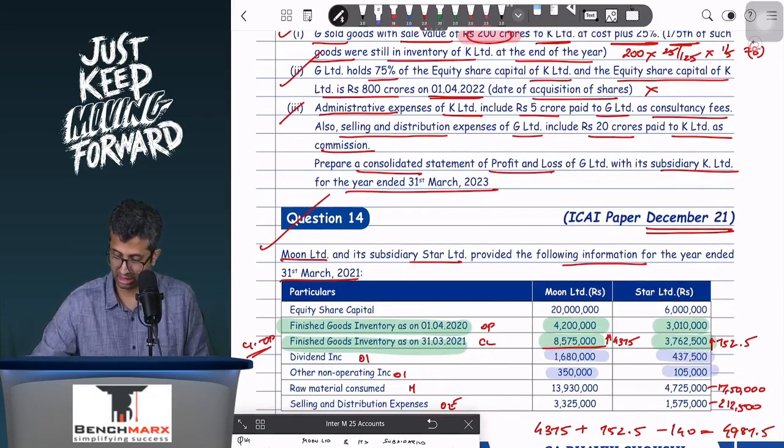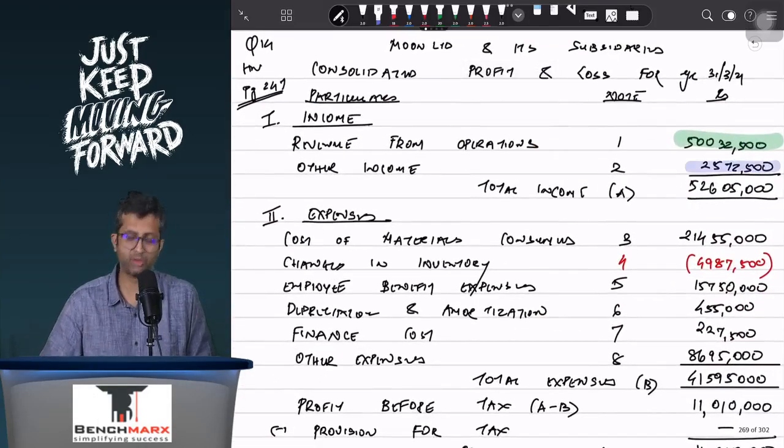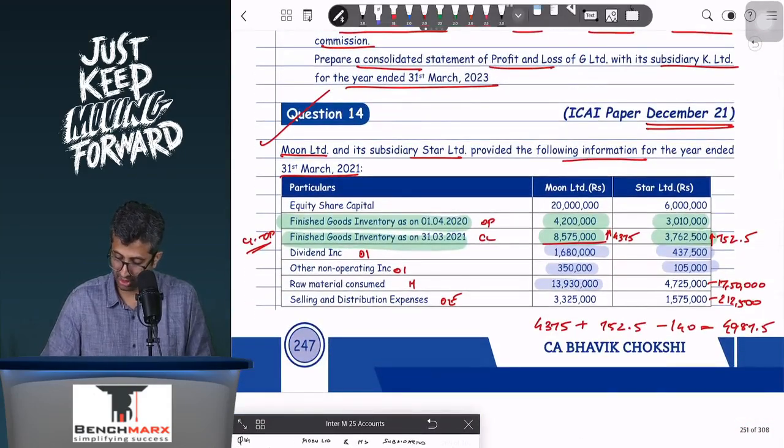This is 1680, 437,500. That is 21 lakh, 17,500 and 350 and 1 lakh 5,000, which is 4 lakh 55,000. Total comes to 25,72,500. Now, when you look at materials consumed, you will have raw materials 1 and 2.